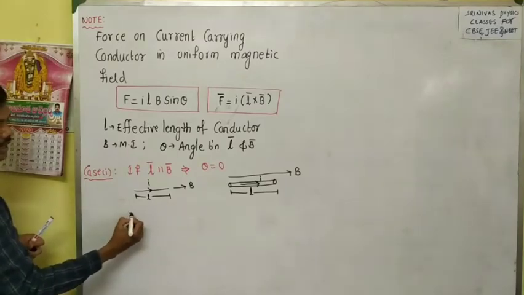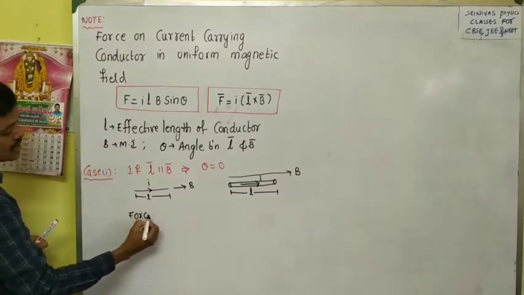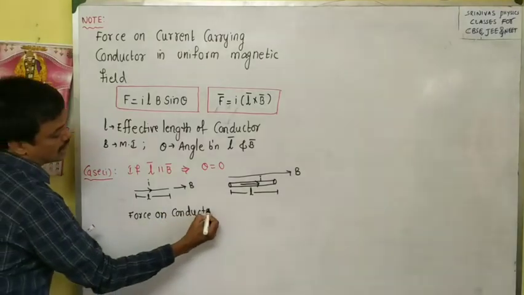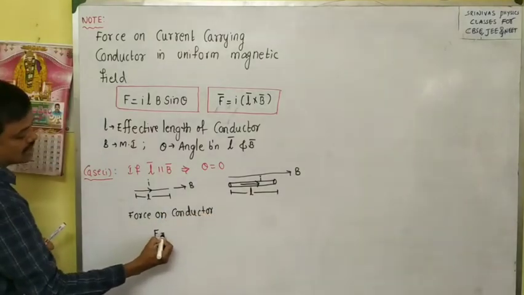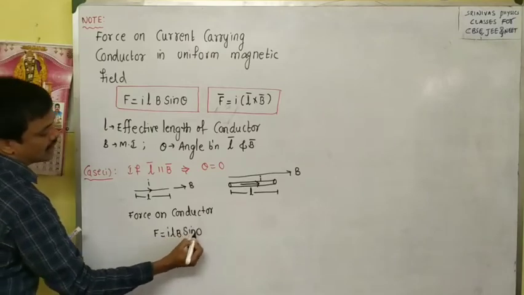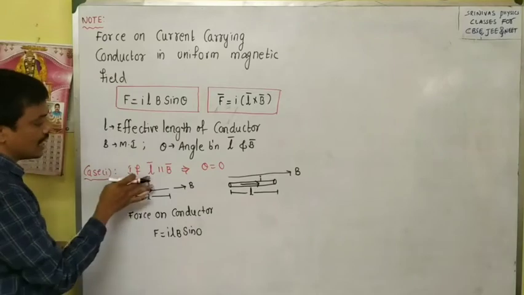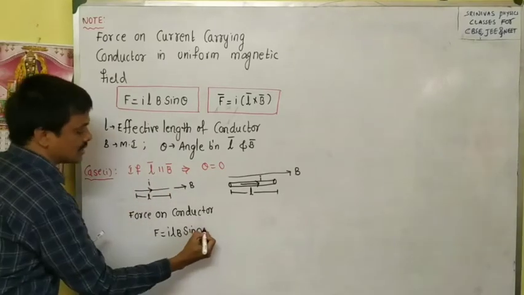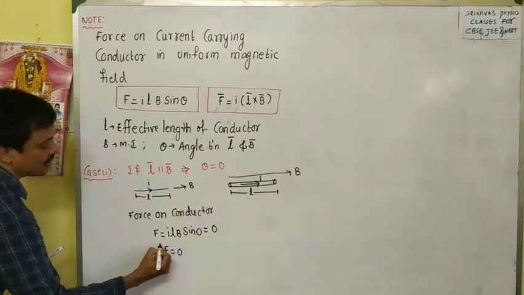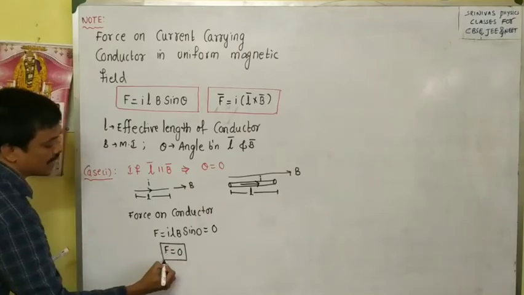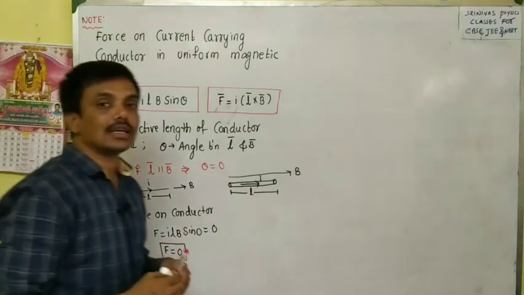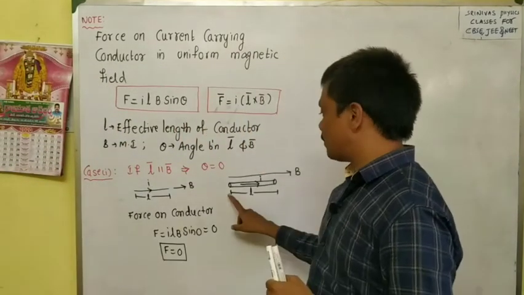Then the force on the current carrying conductor, what happens? Force on the conductor is ILB sin theta. Theta is 0 here because L and B are parallel to each other. We take the force as 0. No force on the conductor if its length is parallel to the field. What is the length? Length is the effective length we have to take.